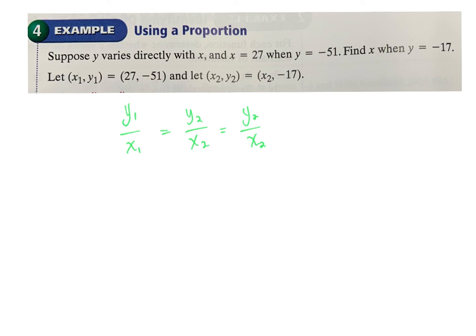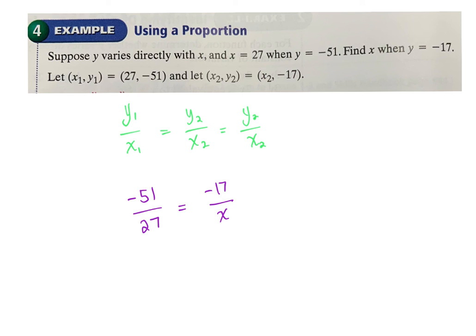In this case, they just want you to find x when y is negative 17. So set up a proportion. We have y over x. We know our second y. We do not know our second x. So how do I solve that? Yeah, cross multiplication, right? That's all you have to do here.